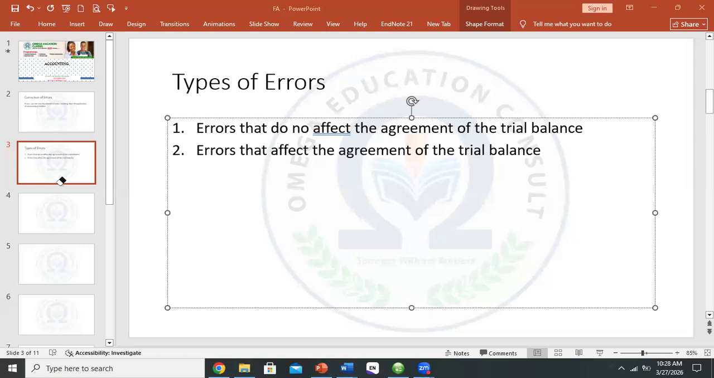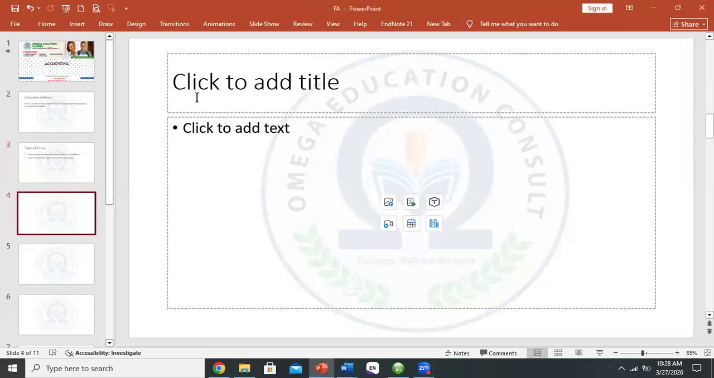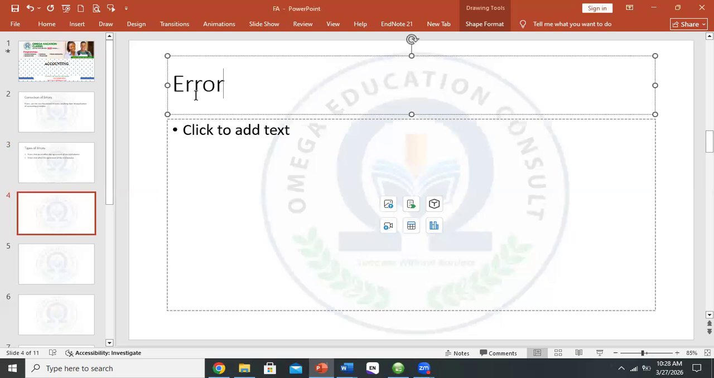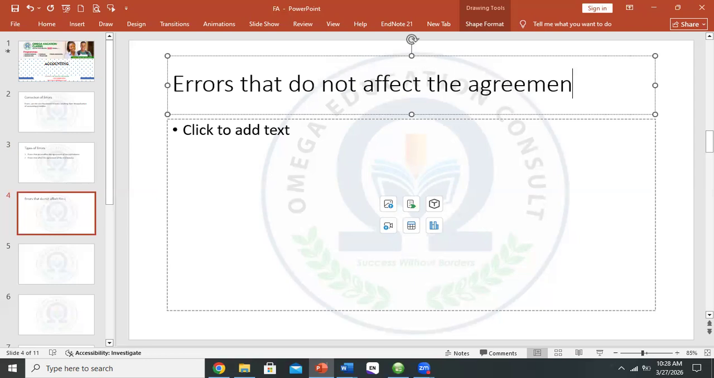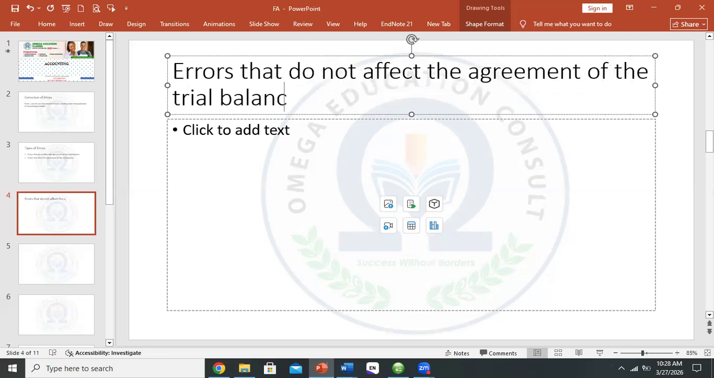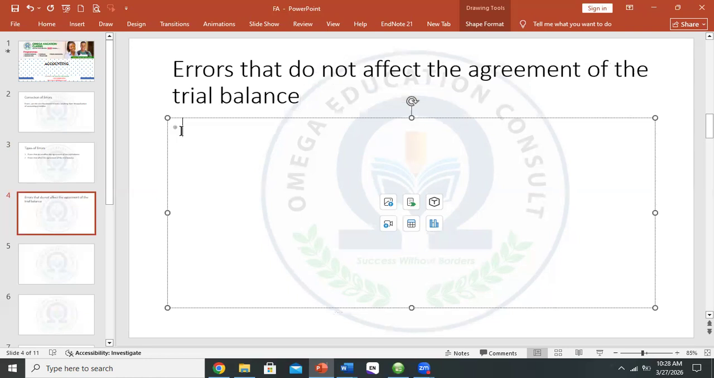Anyway, okay. So we have defined errors. We have stated the two types of errors. Now, the next thing we have to do is to pick each of these types of errors and look at the numerous examples we can have under each of them. So we'll pick the first one, which is errors that do not affect the agreement of the trial balance. And as sweet as it sounds, there are only 7 of them.